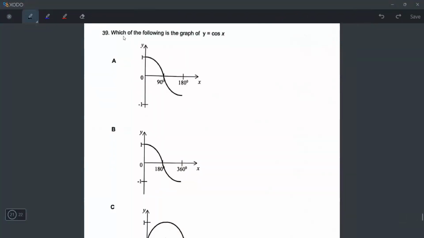Okay, question 39. Which of the following is the graph of y equals cos x? Okay, let's draw the graph for y equals cos x. So this is how it looks like. Cos like this. Okay, so ugly. Okay, let's draw again. Okay, I try my best.